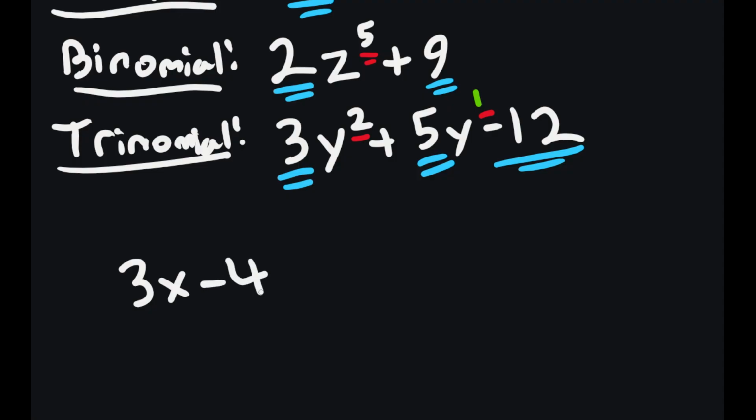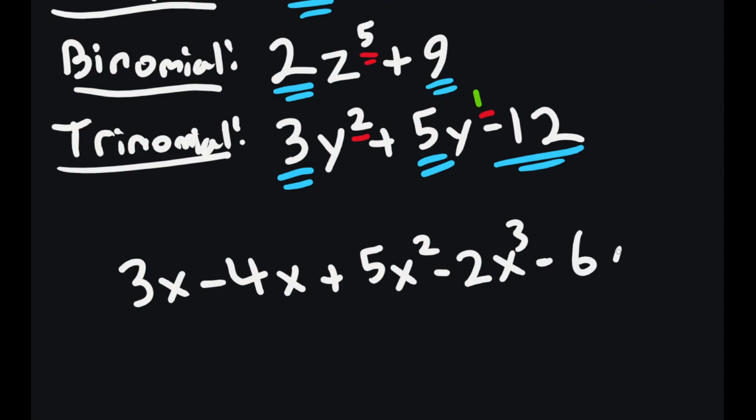Now let's scroll down a little bit and go through an example of a polynomial that's a little bit larger. So let's say we had 3x minus 4x plus 5x squared minus 2x to the third minus 6x squared. Okay, so we have this large polynomial right here. So we can identify the degree of this polynomial. If you just take a quick scan, the highest exponent you can see is 3. So this is a third degree polynomial.